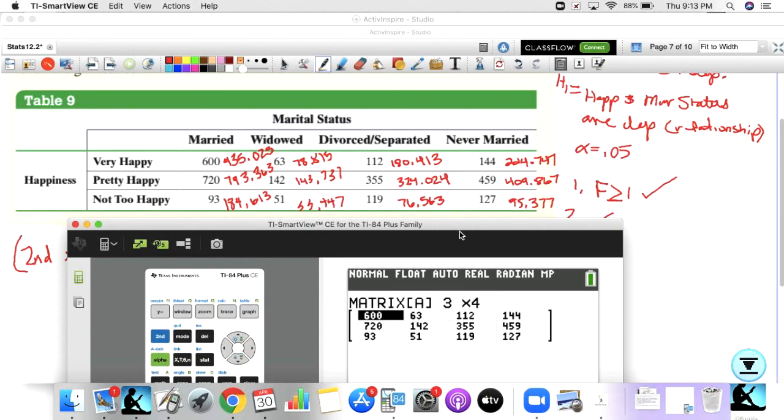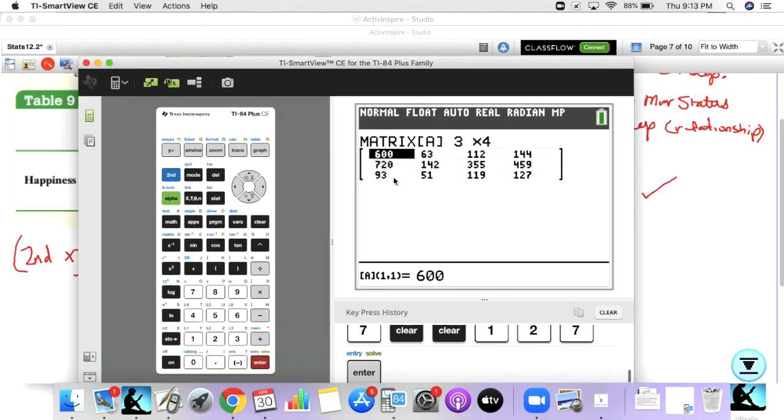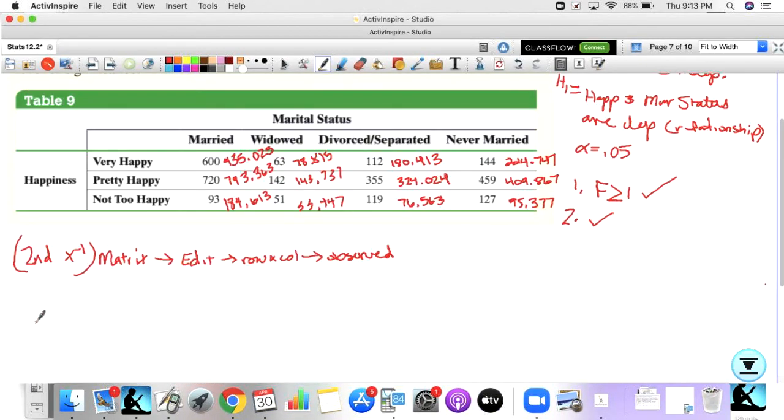All right. So now that I have my whole table in matrix A, I'm ready to actually start running my test. So we'll write down the steps here, and then we'll come back to the calculator right afterwards. So the next steps that we're going to take to actually run the test is we're going to go, like we always go, into stat.